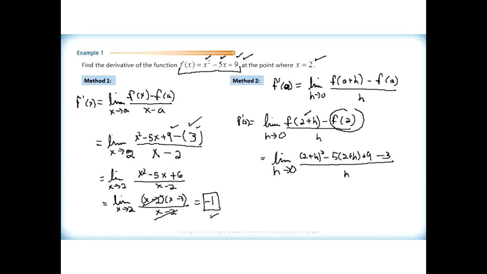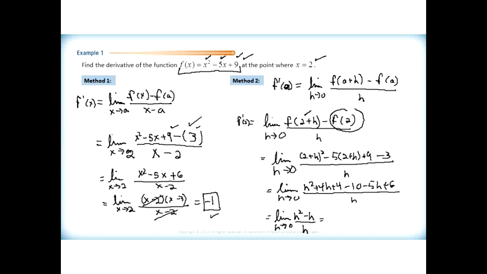Okie dokie. So when I work this out now, I've got the limit as h approaches 0 of 2 plus h squared is going to be h squared plus 4h plus 4. And then I've got minus 5 times 2 is 10, and 5 times h is minus 5h. And then plus what we have on the end here is 6, all over h. And then we'll collect like terms, at least in our numerator to start. So we have the limit as h approaches 0. And up top we're going to have h squared minus h. And then 4, negative 10, and 6 all add up to 0. So we just got h squared minus h all over h.